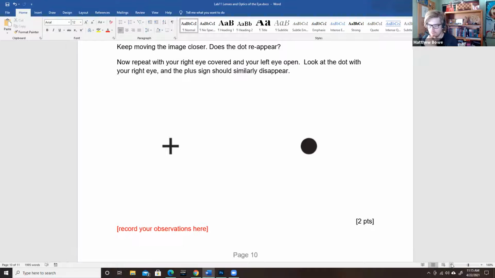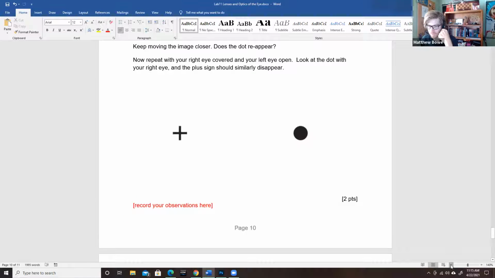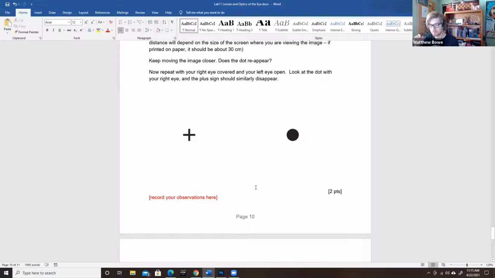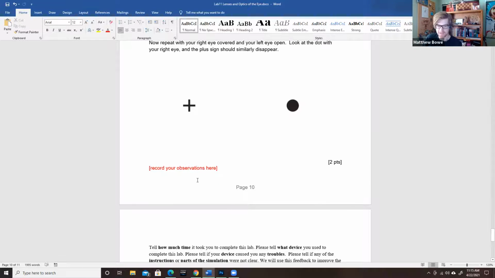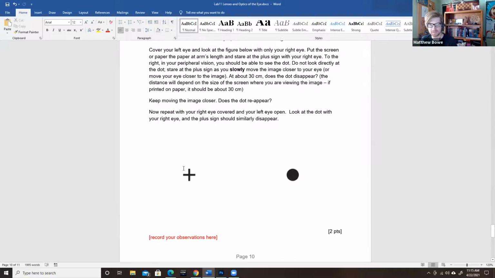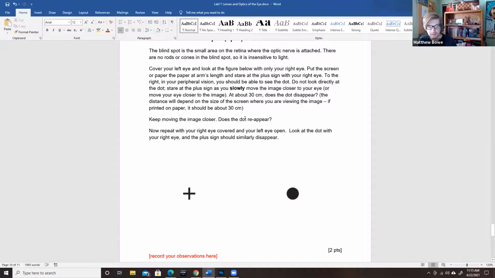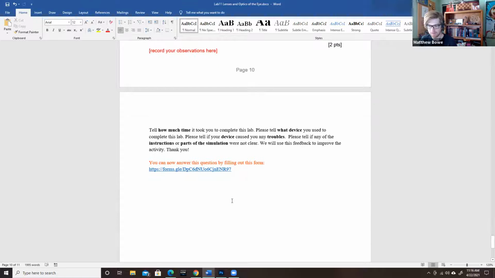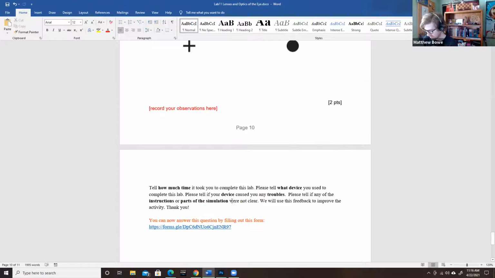So for typical eyes, there is a blind spot, and it's up to you to try to see where it is. It's just recording your observations. I think there are a few questions put in here that you can answer in your observations. And the evaluation at the end. Yeah.